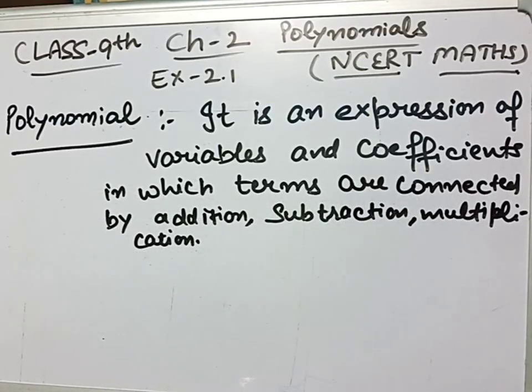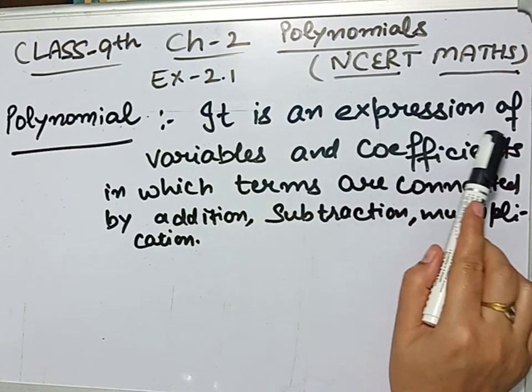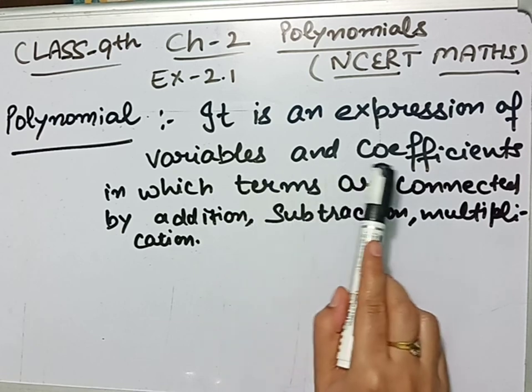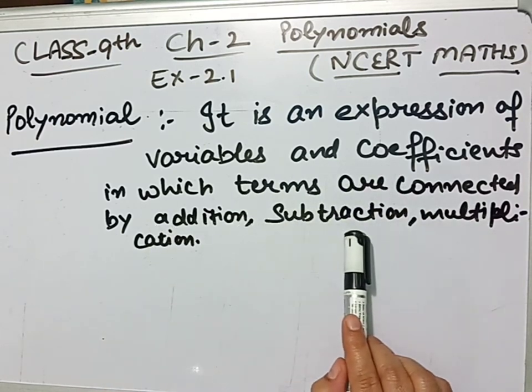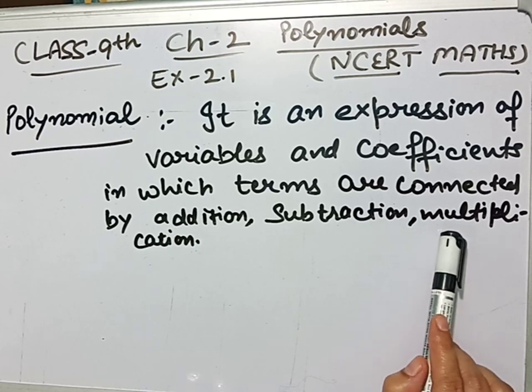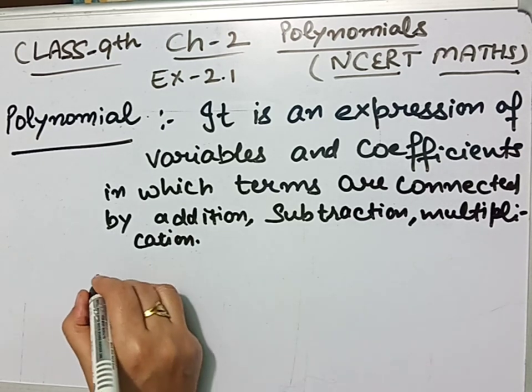Today I will teach you class 9th Maths chapter 2 polynomials exercise 2.1. So firstly I will tell you what is a polynomial. It is an expression of variables and coefficients in which terms are connected by addition, subtraction, multiplication. So, how can it be defined?